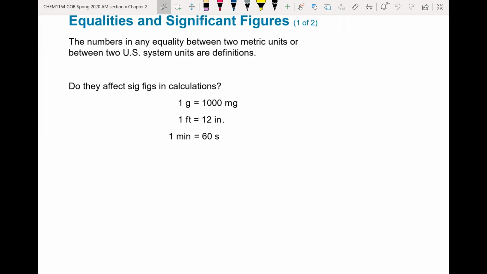When we look at numbers in an equality that relate two different metric units, or equalities that relate two US units, we consider those as definitions, right? And they are not going to affect the sig figs in our calculations. We talked about this before. We looked at exact numbers, right? Definitions are examples of exact numbers. So saying 1 gram equals 1,000 milligrams, that would be an exact relationship. That's not going to affect your sig figs.